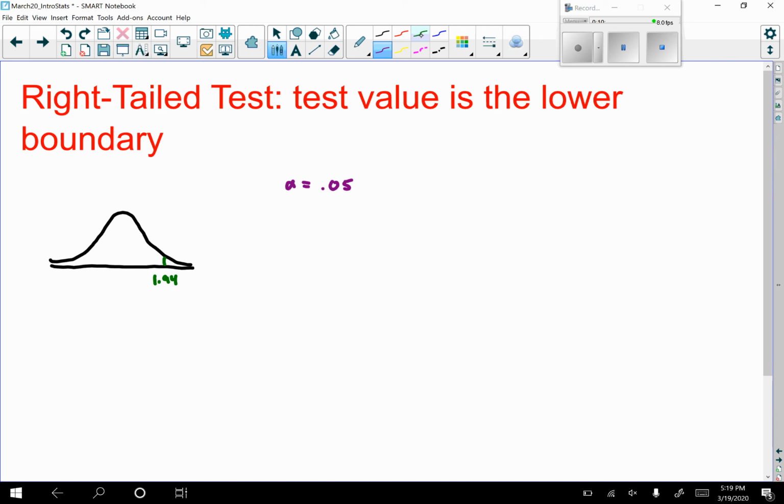So let's say, I'm just going to shade this all in green. All right, so our p-value is still going to be 0.0262. And you could try this if you go to your calculator, type in a positive 1.94 as a lower boundary. You should still get this 0.0262 as our area. But now if alpha is 0.05, that means our p-value is going to be less than our alpha.